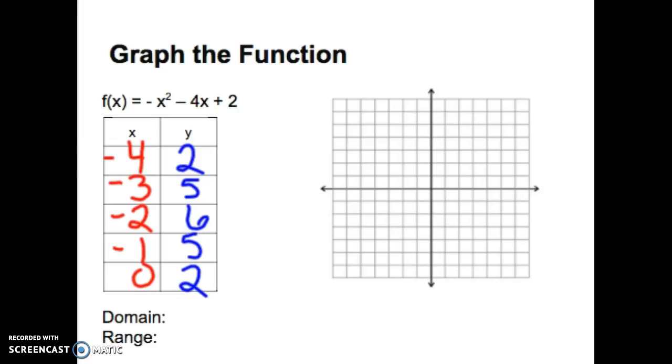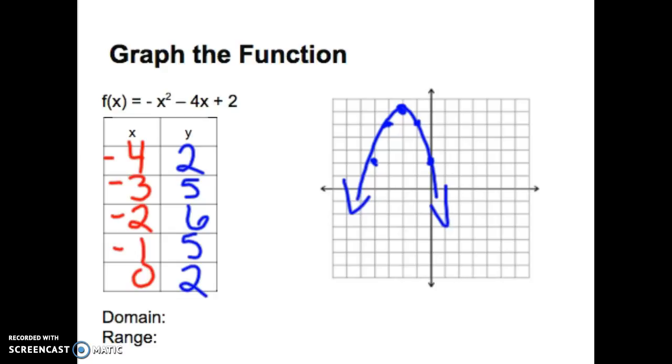So again, that's all from simply plugging numbers in to the x spot in the equation. We go over to our graph at negative 2, positive 6. That's negative 3, positive 5, and negative 1, positive 5. Oops. Should be at 5, sorry. And at 0, 2, and negative 4, 2. To have our parabola that looks like this.